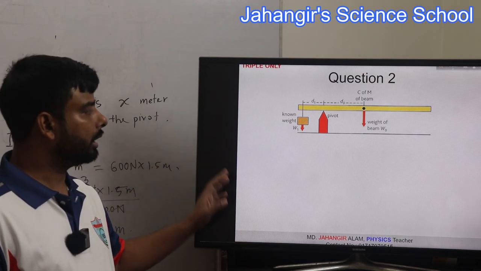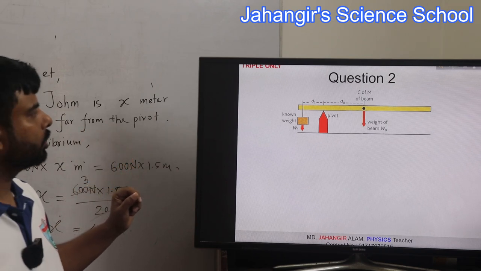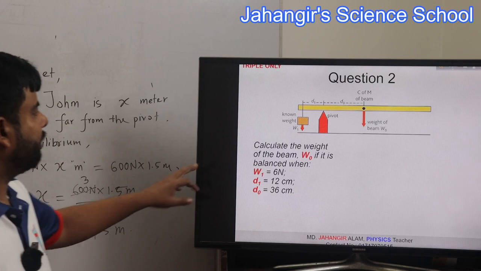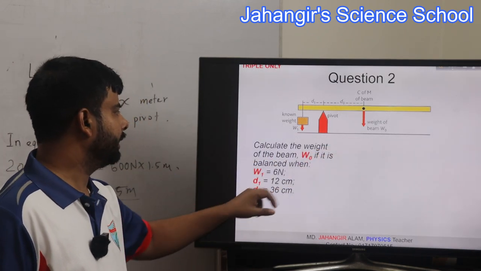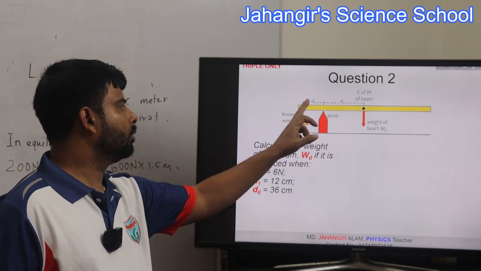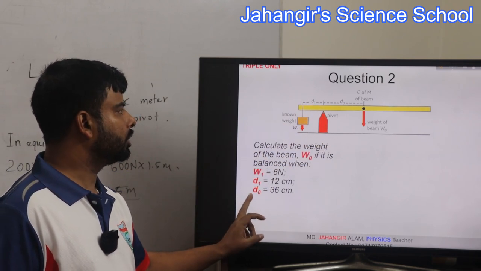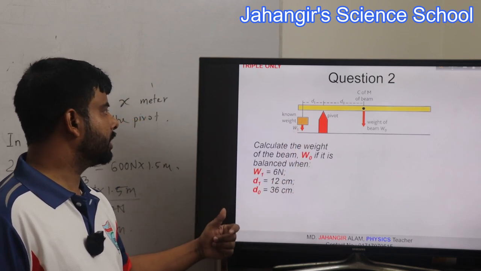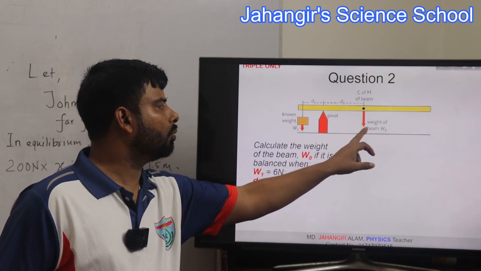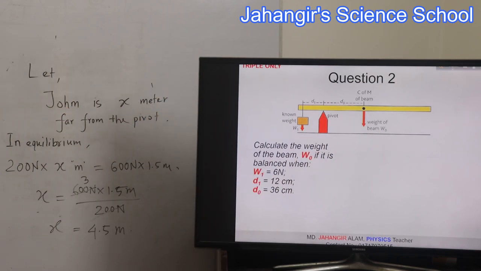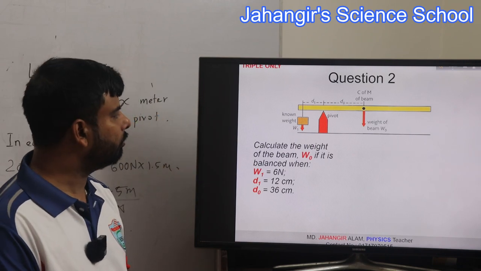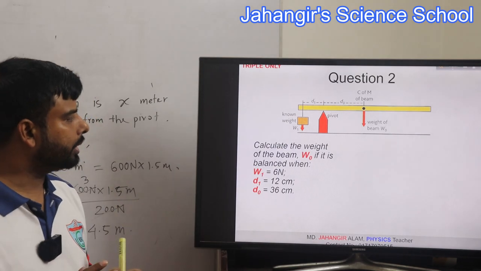This is your homework. Try to solve this question. Here, question is, calculate the weight of the beam. Calculate the weight of the beam W naught if it is balanced when W1 is 6 newton and D1, the distance between known weight to pivot, is 12 centimeter, and D naught is the distance between weight of the beam to pivot. We have to find out the weight of the beam. So try to solve this question. This question is very easy. Try to solve and write the answer in the comment on the video.